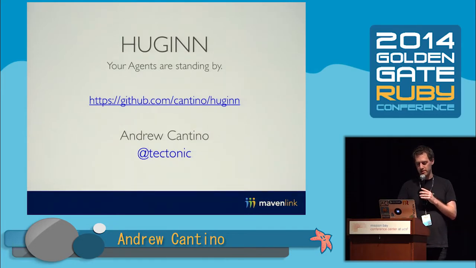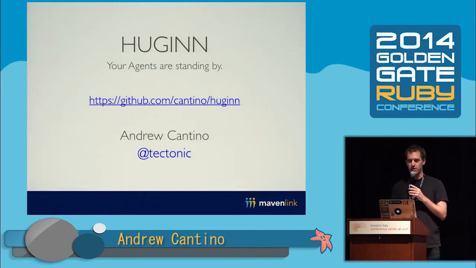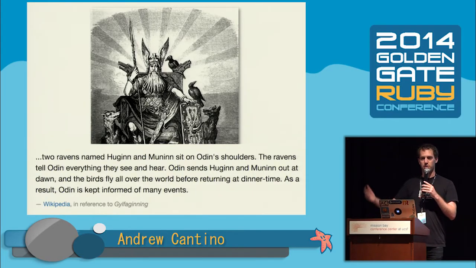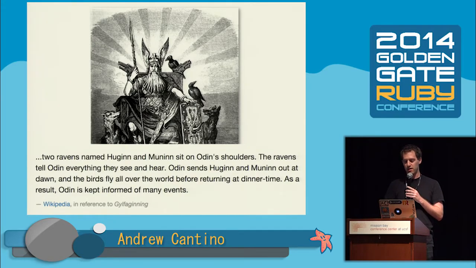So Huginn is an open source system for building automated personal or business agents. It's a little bit like IFTTT or Yahoo Pipes, but you run it yourself, so there's no threat of them going away, and you control your data. So Huginn's named after Huginn and Muninn, ravens owned by the Norse god Odin, and they flew around the world and reported back to him on everything they saw. So Huginn flies around the world and reports back to you.